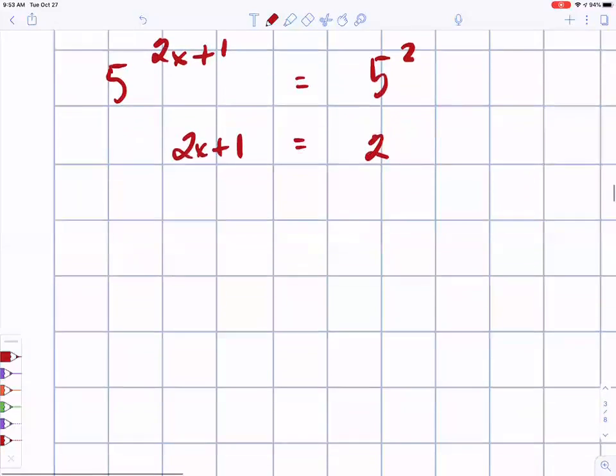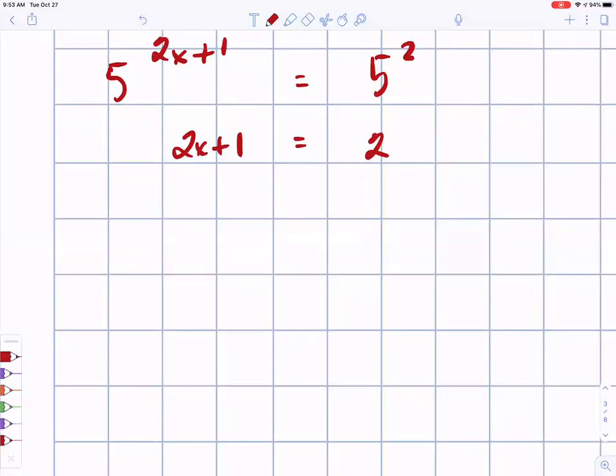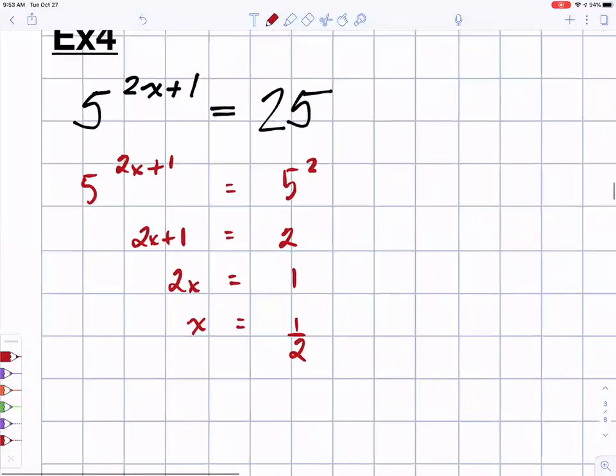Okay, you guys know how to solve this. What should you do? Move the 1, so that's going to be 2x equals 1, and then x equals 1/2. Now, what would be a good way to check your work if you weren't sure of yourself? Plug it in. Look at it. We got x equals 1/2. So what's 2 times 1/2? What's half of 2? What's 1 plus 1? Is 5 squared equal to 5 squared? Yeah. So you can plug it in to check it.